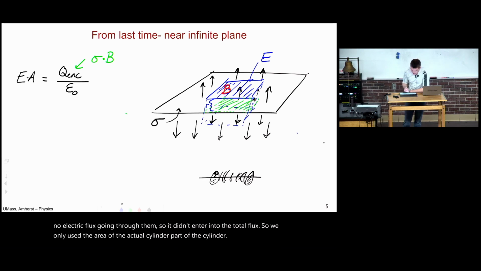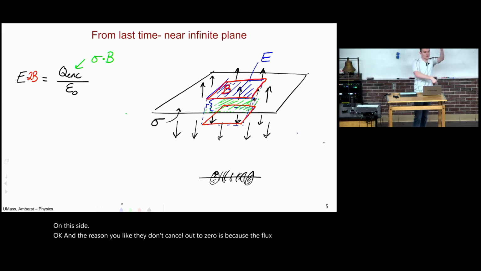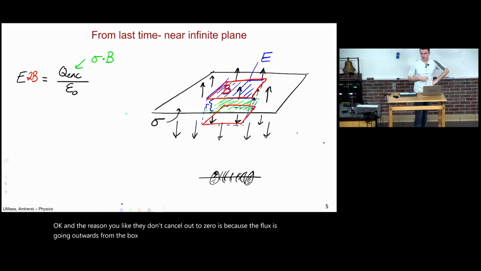Similarly here, we're just going to use the total area of the box that has the arrows going through it, which is this top half and the bottom half. So the total area is actually 2B that you use on this side. Okay, and the reason they don't cancel out to 0 is because the flux is going outwards from the box in both cases. There's 2 outwards fluxes.